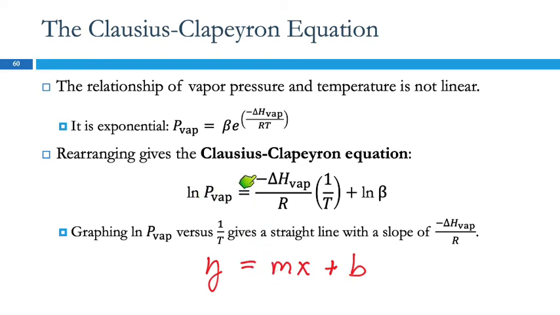The slope will be negative heat of vaporization divided by R, the gas constant. 1 over T is our x. So we're graphing natural log of P versus 1 over T. And then this would be our intercept, which we usually don't care about at all. So we can graph data, and we can get a slope of negative delta H over R. So by measuring the vapor pressure at different temperatures, we can calculate what delta H is.